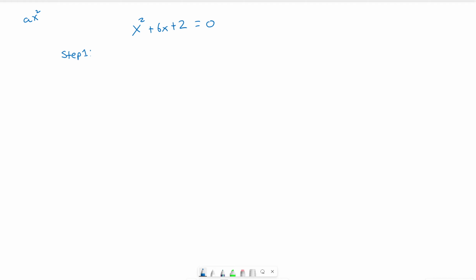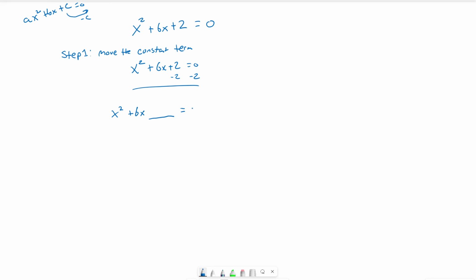So remember, ax squared plus bx plus c, and that's set equal to 0, or we're going to move this over here and it becomes a negative c. So move the constant term. In our example, I'll rewrite it: x squared plus 6x plus 2 equals 0. Subtract the 2 over, and we get x squared plus 6x, I'm leaving some space for our new term that we're going to add in there, equals negative 2.